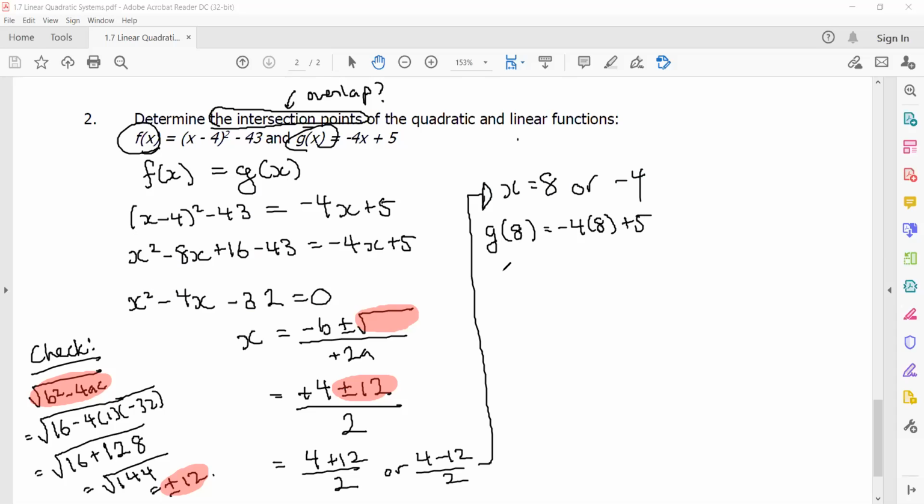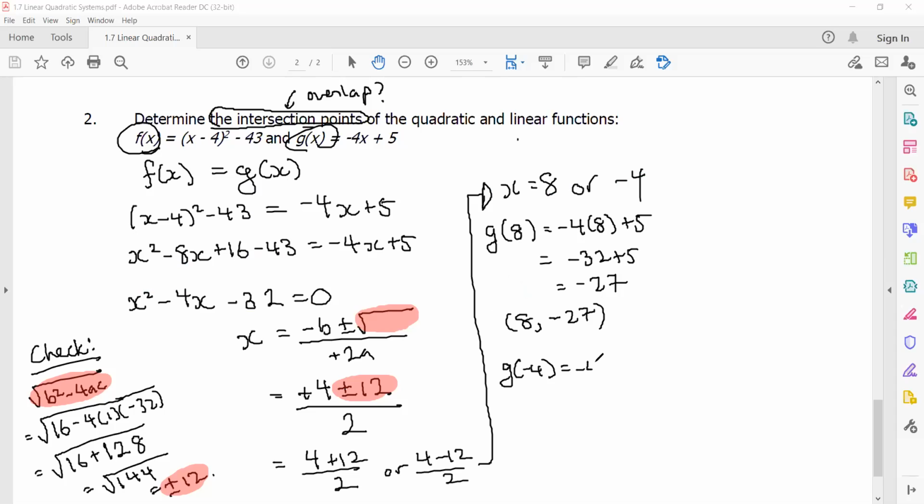If you don't believe me, you can plug it into f of 8 as well to see if you get the same answer. So that's negative 4 times 8, negative 32 plus 5, and that's negative 27. So one of the intersection points is (8, negative 27).